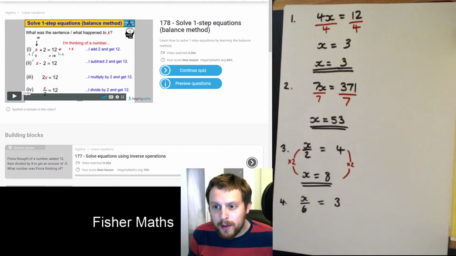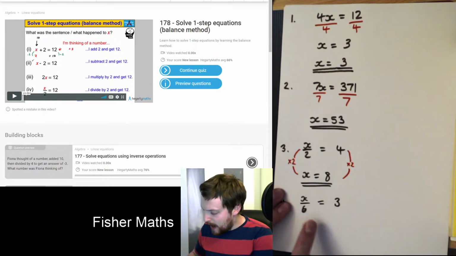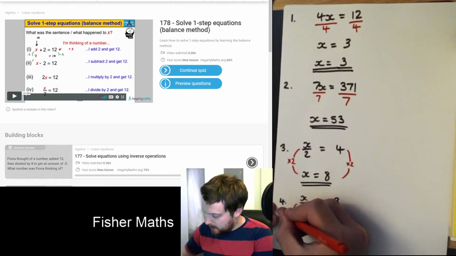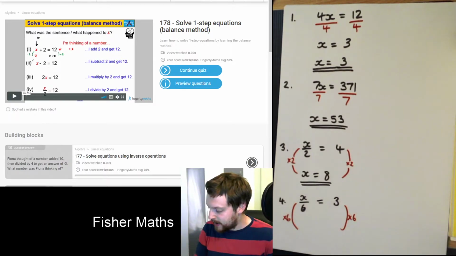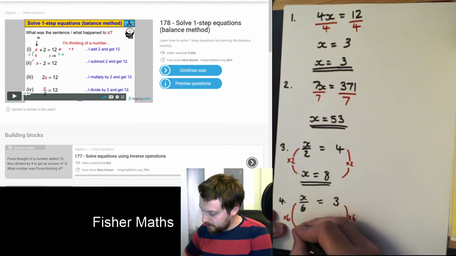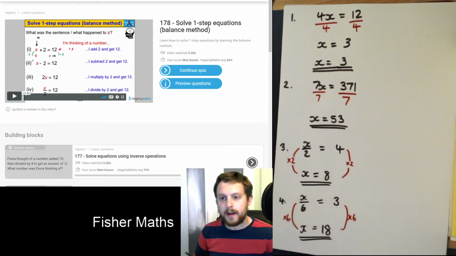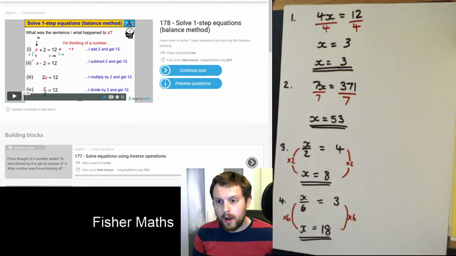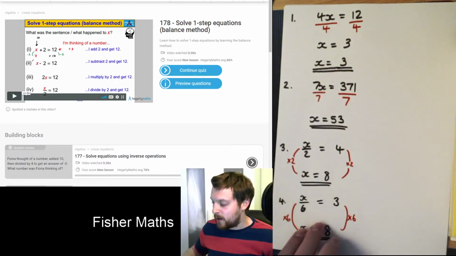Hopefully what you came up with was that you times both sides by 6. I'm going to undo this division by 6 by timesing both sides by 6. So this gives me x equals 18. 18 divided by 6 is 3. Right. You need to be really confident at being able to answer questions like that.